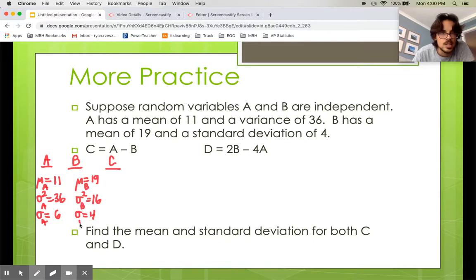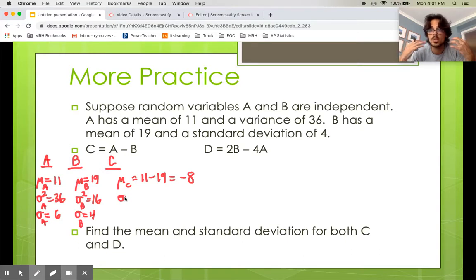Now it's time for C. The mean for C, we have to take A minus B. So what I'm going to do for the mean of C is take the mean of A minus the mean of B, which is going to get me a sweet -8 for my mean. Again, means can be negative, no big deal. Then I'm going to go for my variance because when I smash together different random variables, I use the variance, not the standard deviation. So what I'm going to do for the variance of C is take my 36 and my 16, which is going to get me 52.